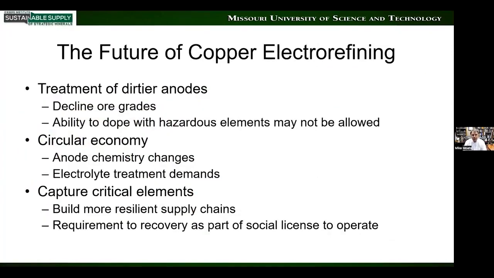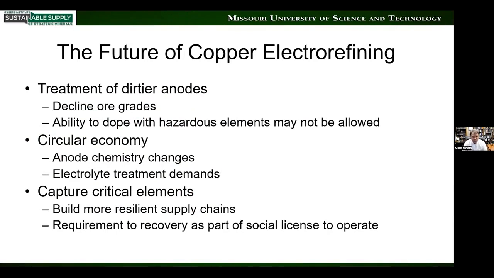Finally, some general trends about electrorefining. As we've already pointed out, there's going to be a longer-term trend of the need to treat dirtier anodes. This is due to declining ore grade. To maintain that arsenic to antimony bismuth ratio, there are some smelters that need to dope with arsenic, and so that makes potentially a problem because it's a hazardous element.